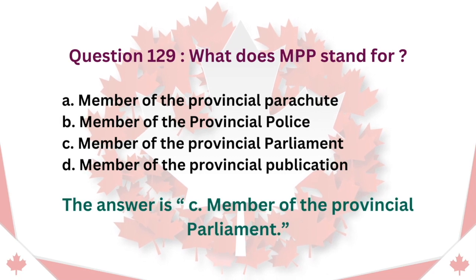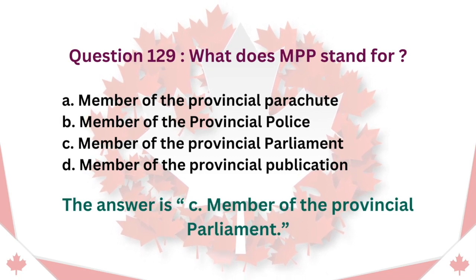Question 129. What does MPP stand for? A. Member of the provincial parachute. B. Member of the provincial police. C. Member of the provincial parliament. D. Member of the provincial publication. The answer is C. Member of the provincial parliament.